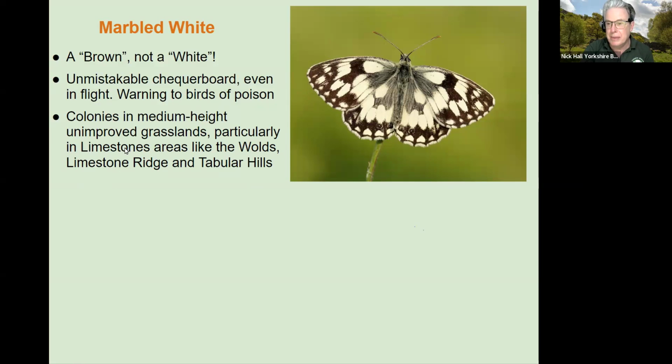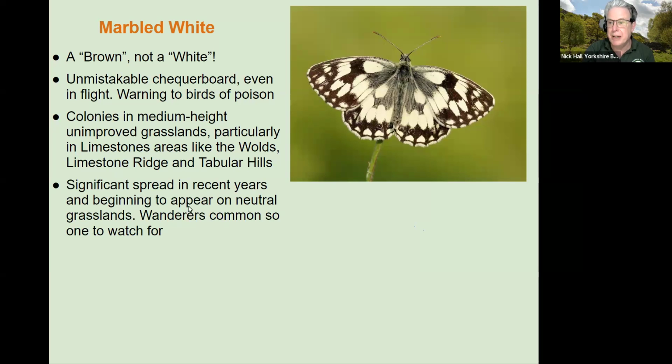But in recent times, it's become well established on the limestone ridge, which is roughly where the A1 is, in other words just off the Vale of York, running north-south, and the Tabular Hills, which is the line of hills on the south edge of the North York Moors, which are limestone. It's the only bits that are limestone, where the rivers have cut through and exposed it. Significant spread in recent years.